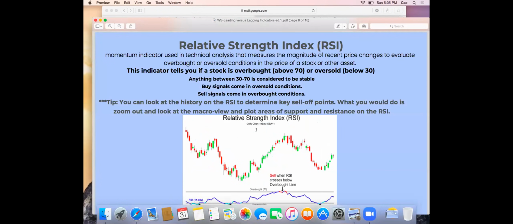So the relative strength index is a very, very simple one to look at on an actual chart. It is a momentum indicator used in technical analysis that measures the magnitude of recent price changes to evaluate overbought or oversold conditions in the price of a stock or other asset. This indicator tells you if a stock is overbought. So if you see it above 70, that means that it's overbought. And if it's oversold, that means it's below 30. Anything between 30 and 70 is considered to be stable. You get buy and sell signals from your RSI.